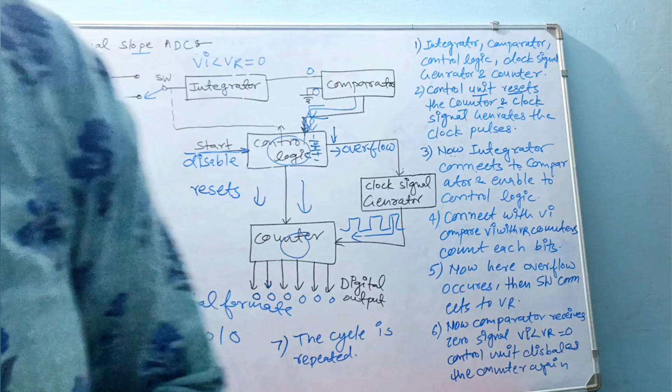Now in this diagram, there are 7 comparators, 1, 2, 3, 4, 5, 6, 7, and there are 8 resistors across it. Here Vi is the input voltage and Vr is the reference voltage. And at the output side we get the output bit stream.